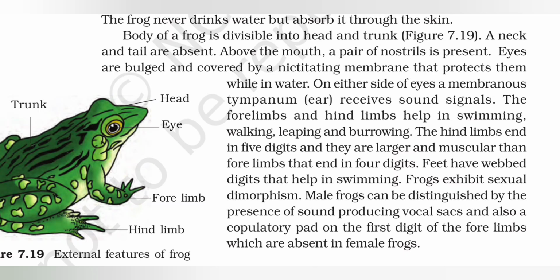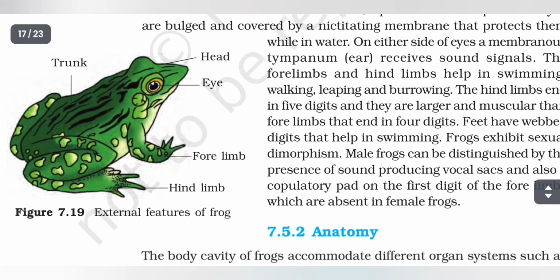The forelimbs and hind limbs help in swimming, walking, leaping and burrowing. The hind limbs end in 5 digits and they are larger and more muscular than forelimbs that end in 4 digits. Feet have webbed digits that help in swimming. Frogs exhibit sexual dimorphism. Male frogs can be distinguished by the presence of sound producing vocal sacs and also a copulatory pad on the first digit of the forelimb, which are absent in female frogs.